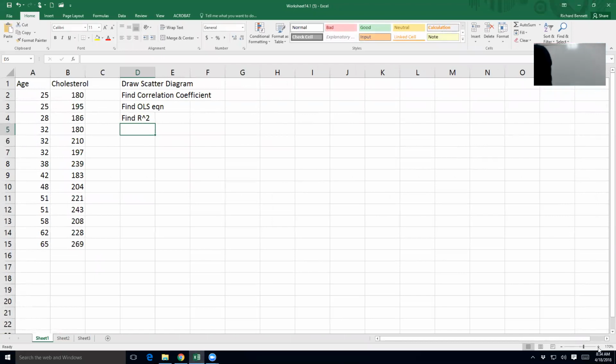Who remembers how to find a scatter plot? It was like 2 months ago, right? Colton remembers. Yeah.